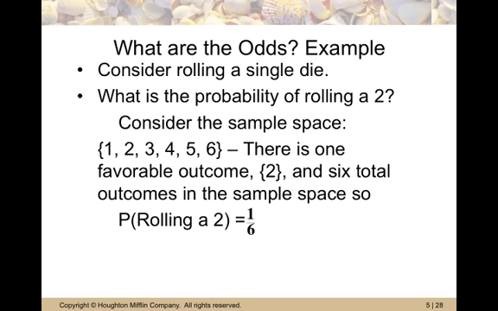So what's the probability of rolling a 2? Well, you still consider the sample space, but this time you consider the favorable outcomes, so 2. So there's just 1 of those, and you've got to roll the 2. So there's 1, and then you compare that to the 6 total outcomes in the sample space. So the probability of rolling a 2 is 1/6.